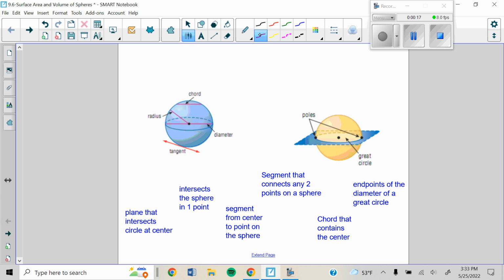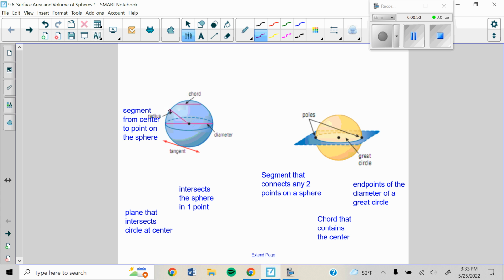All right, so first thing, let's just look for radius here. Which one of these definitions? Plane that intersects, talks about a plane, probably not. Intersects the sphere in one point? That's a contender, because it does intersect the sphere in one point. Segment from the center to a point on the sphere. Ooh, that one is definitely a winner for radius. Segment from center to the point on the sphere. So go ahead and pause the video here so everybody can get that written down. And then come back, and let's go ahead and talk about this one.